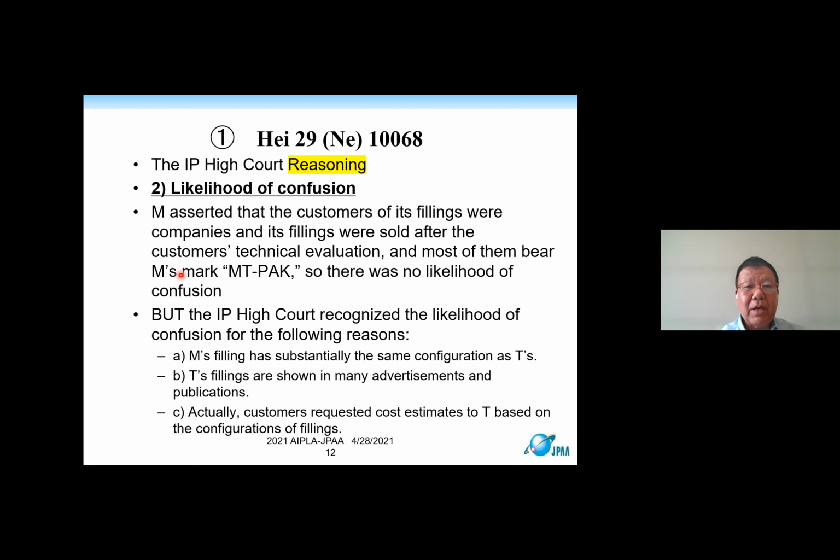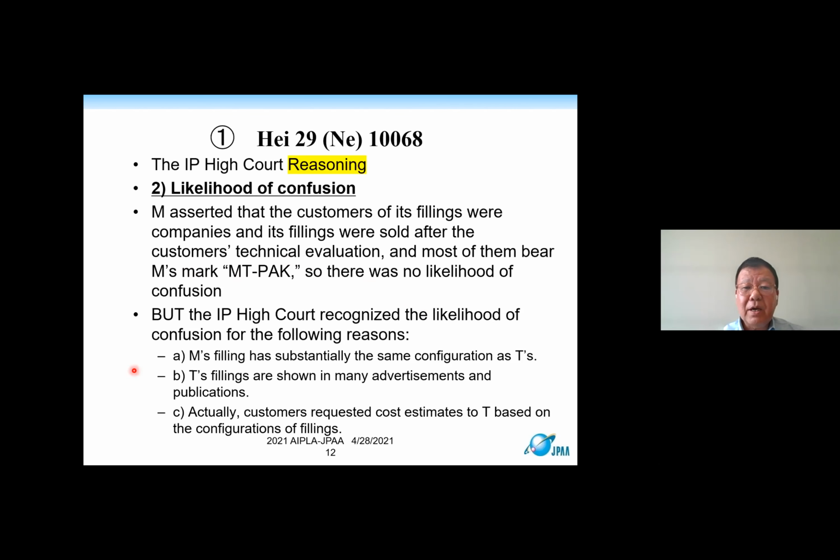Regarding the element of likelihood of confusion, Matsui asserted that the customers of its fillings were companies, and its fillings were sold after the customer's technical evaluation. And most of the products bore Matsui's mark, empty pack. So there was no likelihood of confusion. Nonetheless, the IP High Court recognized the likelihood of confusion for the following reasons.